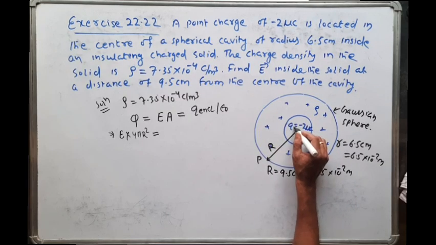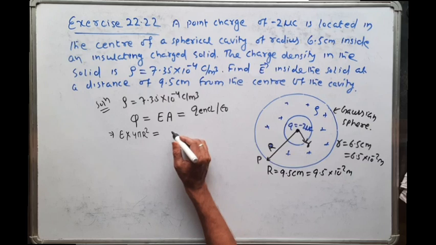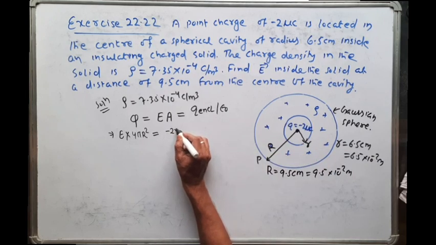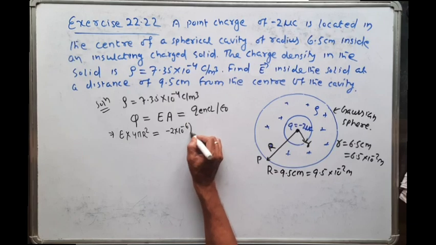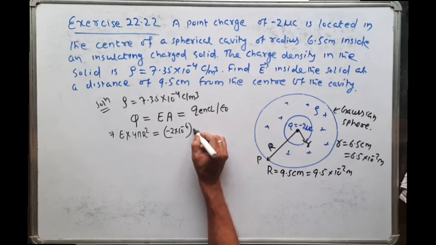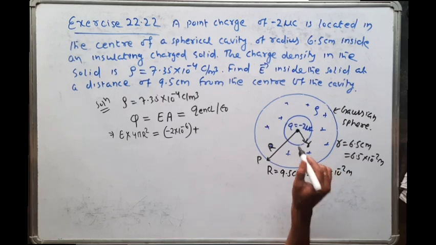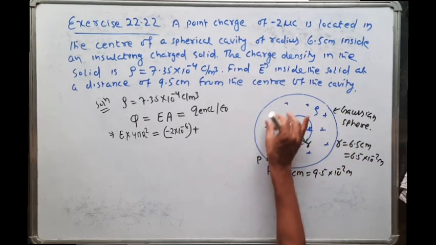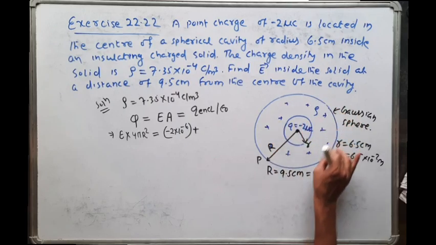A point charge is already there. What is that value? That value is equal to minus 2 microcoulomb, that is minus 2 into 10 to the minus 6. So this is the charge, that is the point charge lying in the center. And we have to find what is the total charge within the solid. Okay, so how will you find?